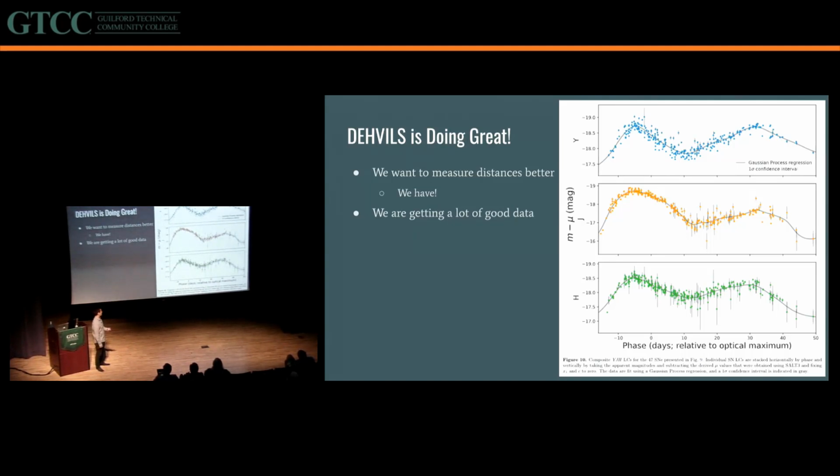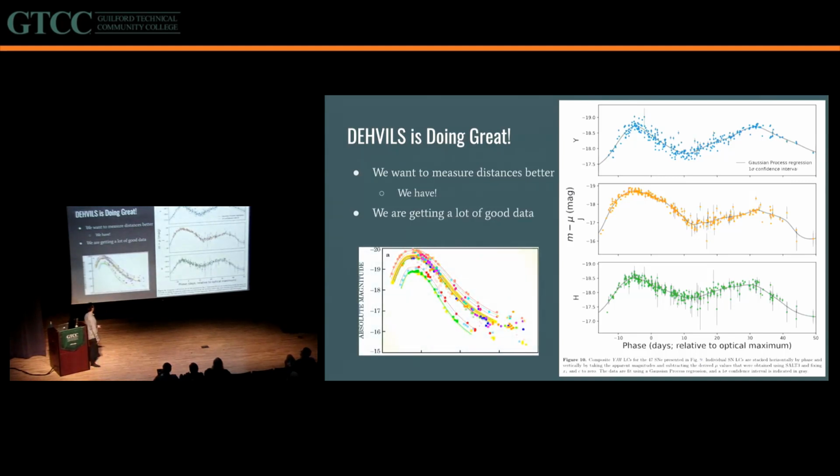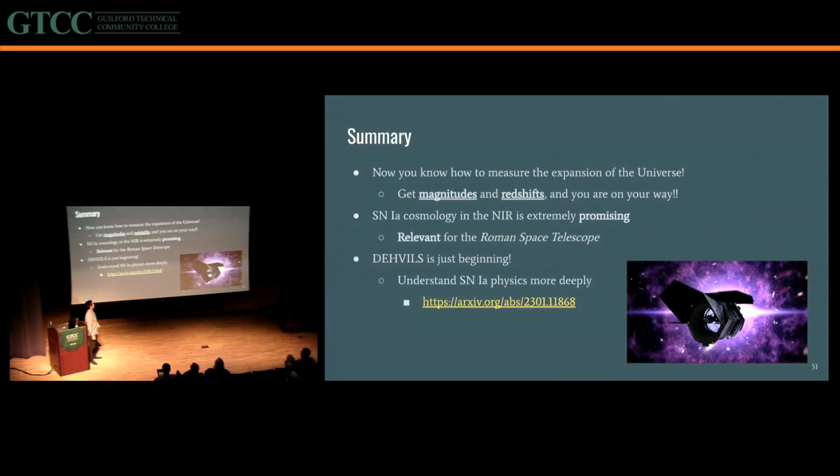especially in the near-infrared. If you compare that to what it looks like in the optical, before corrections, this is what it looks like in the optical. There's much more spread in their light curves. But in the near-infrared, they're extremely good standard candles. And we are just getting a ton of good data we're excited about. So, as I close here, now you know how to measure the expansion of the universe. All you need is to get your magnitudes and your redshifts, and you're on your way.